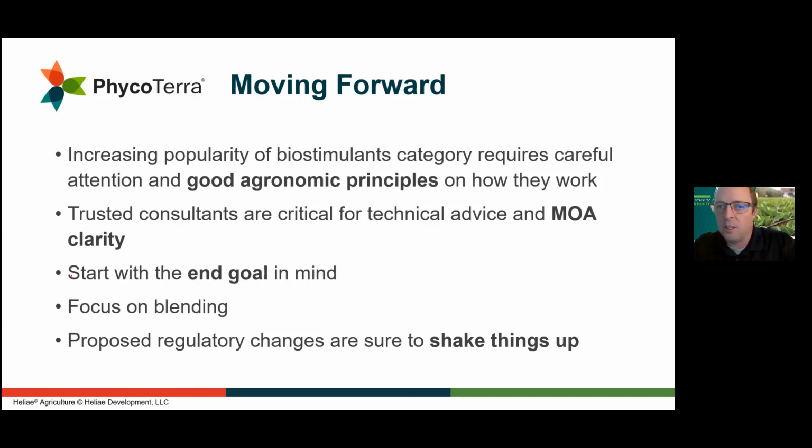Just to help pave the pathway forward that, hey, not all these products do the same thing. Let's think about the end goal. What do I need to do on my soil to drive success? It might be I need to feed the microbiome. I need to choose a food source.